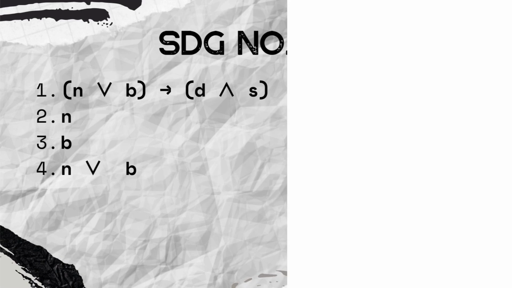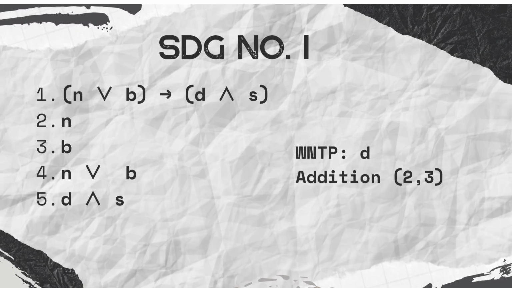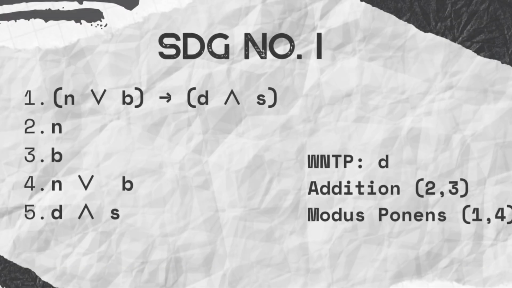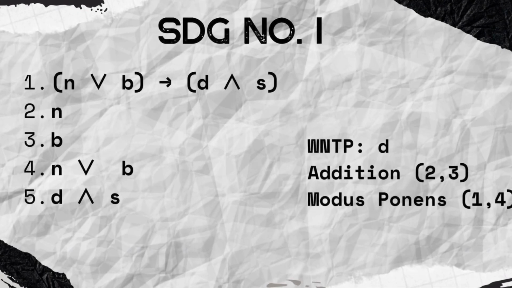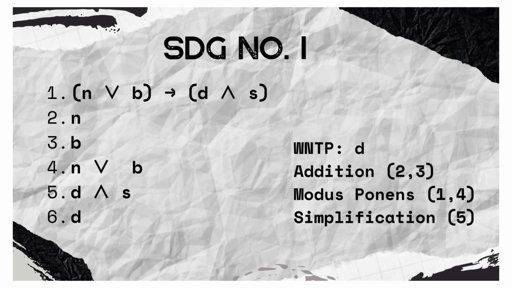In proving, in the first step, we are going to have N or B. And that is from addition of number 2 and number 3. Next, we're going to have T and S. And we have used modus ponens on number 1 and number 4. Lastly, we have T using simplification of number 5.